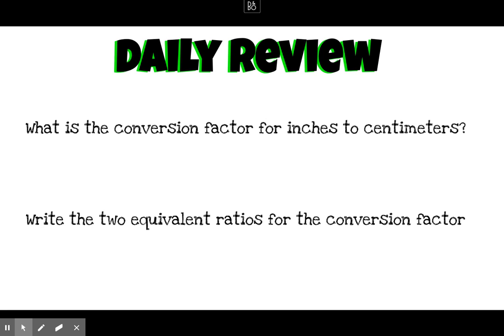So let's start out with our daily review. I want you to take a moment and write down what the conversion factor is for inches to centimeters and write 2 equivalent ratios for that conversion factor.